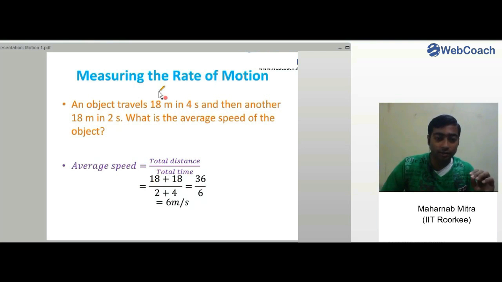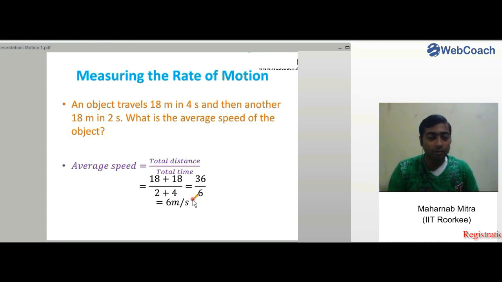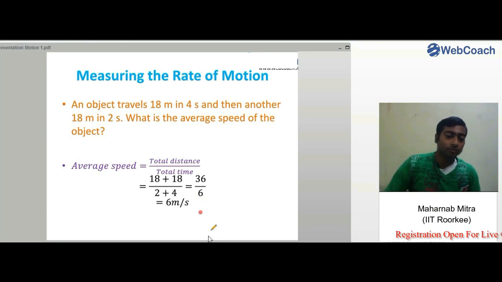you should first find out the total distance covered, which is 18 plus 18, right? It covers 36 meters, and in how much time? 4 seconds plus 2 seconds, which is 6 seconds, right? Total distance covered by total time, you will get 36 by 6, which ultimately ends up to 6 meters per second. This is the average speed. Now you can see that the object does not maintain the same speed always. At some point of time it is more than that speed, at some point of time it is less than that speed. So on an average it has covered 36 meters in 6 seconds, therefore its speed is 6 meters per second.